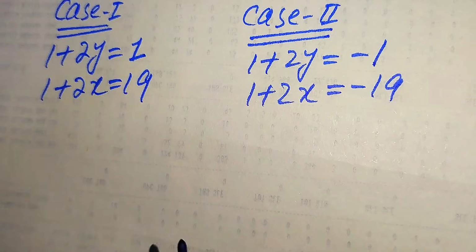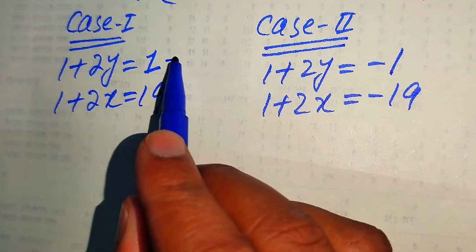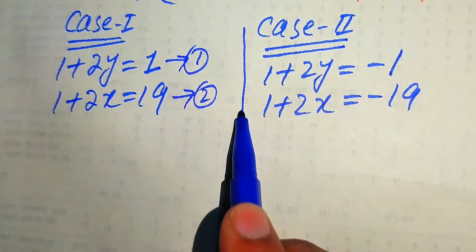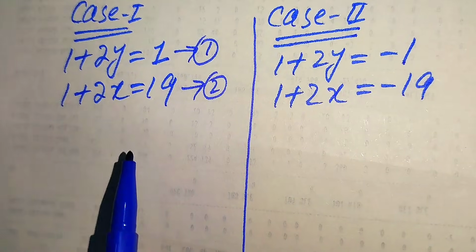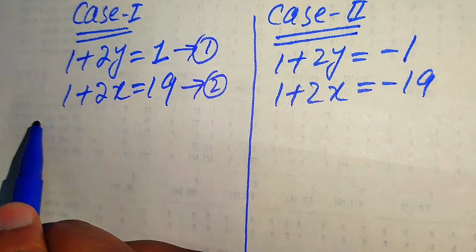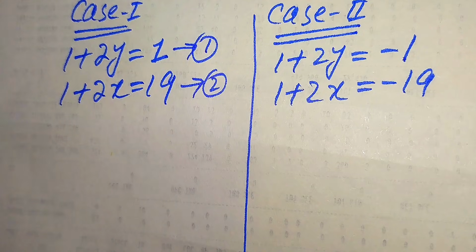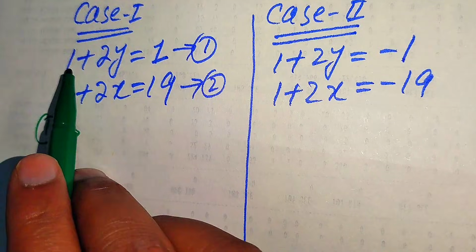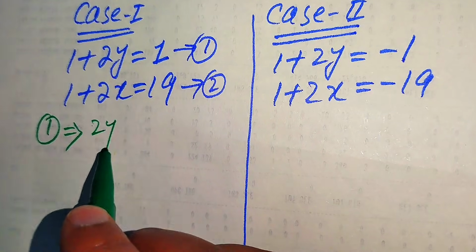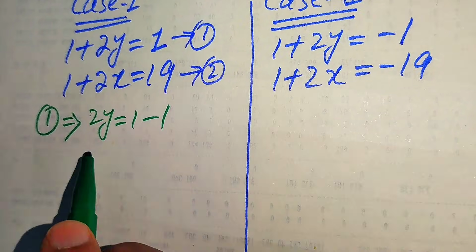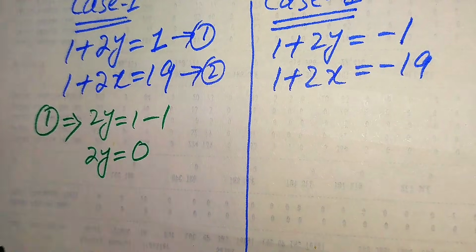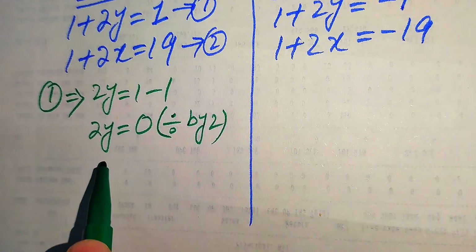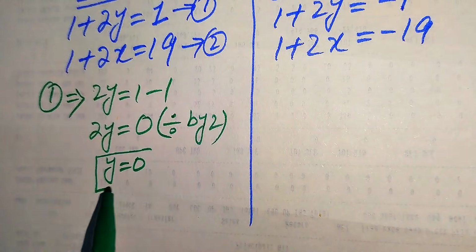We call the first one equation number 1 and the second equation number 2. First we solve case number 1. From equation number 1, we move this plus 1 to the right hand side, and it becomes 2y equals 1 minus 1, so 2y equals 0. Dividing both sides by 2, we get y equals 0.